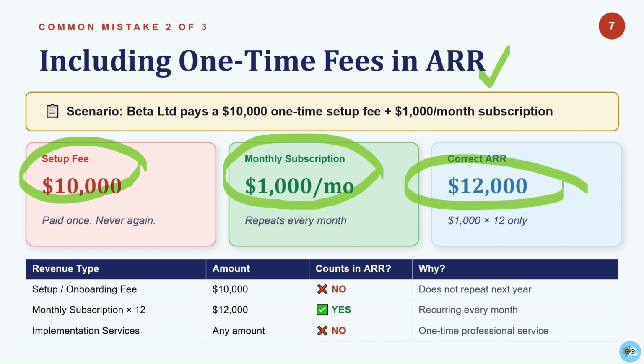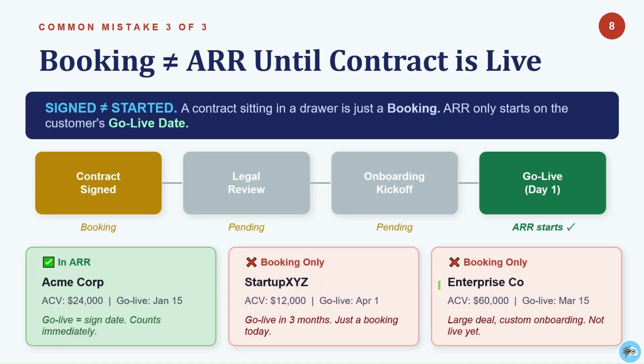Here, one thing to notice is the name itself. The full form for ARR is annual recurring revenue. The word recurring itself means that we will only be considering revenue which is recurring, which will happen again and again, which will be repeating itself. So, any revenue type like setup or onboarding fees, implementation services won't be counted as ARR. But things such as monthly subscription, which we are going to get every month, will be considered as ARR.